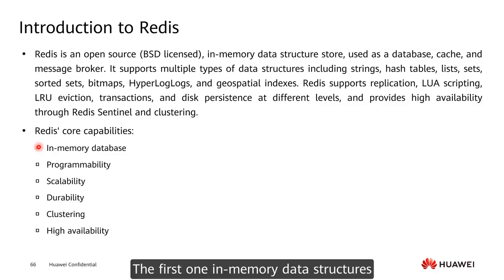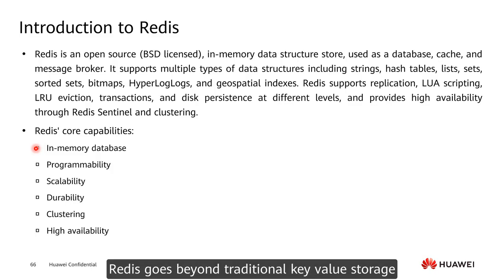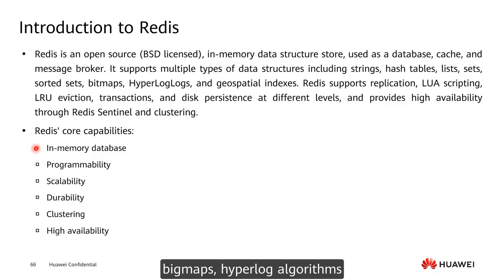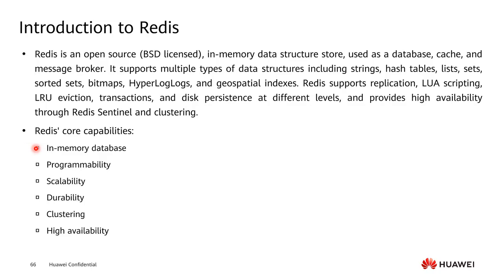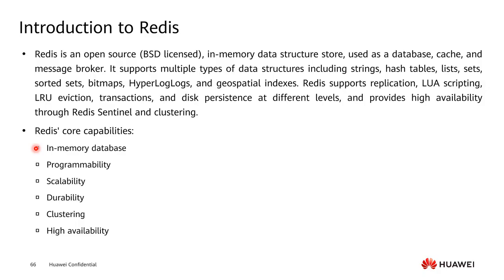The first one, in-memory data structures, or in-memory database. Redis goes beyond traditional key-value storage and provides rich data types, such as strings, hashes, lists, collections, ordered collections, bitmaps, HyperLogLog algorithms, and geospatial indexes. These structures directly reside in memory. This greatly accelerates data access and processing.